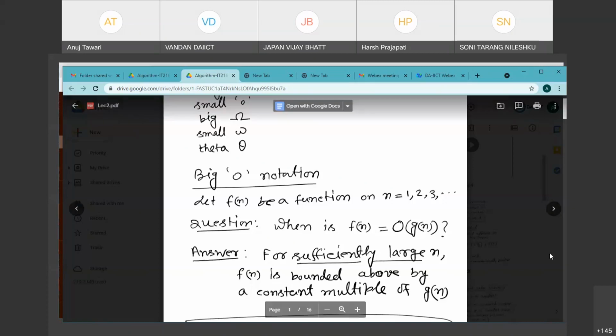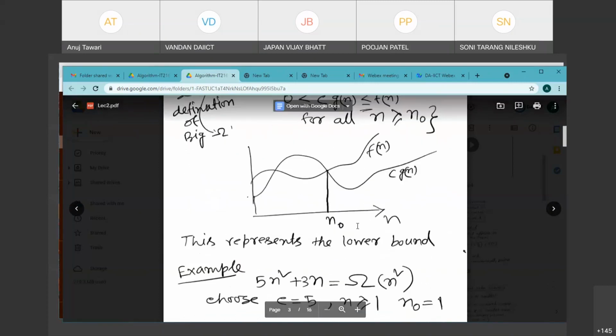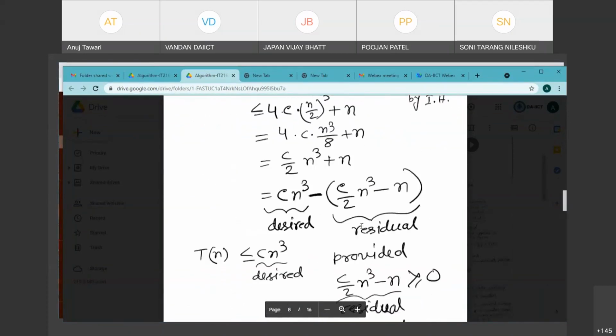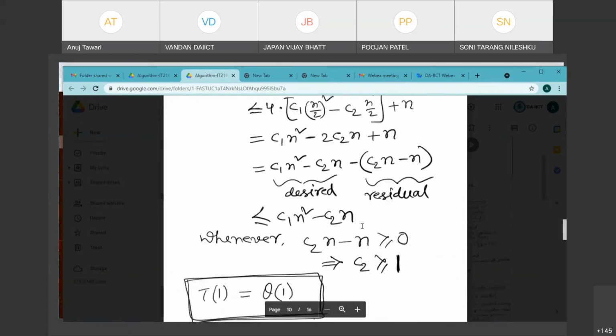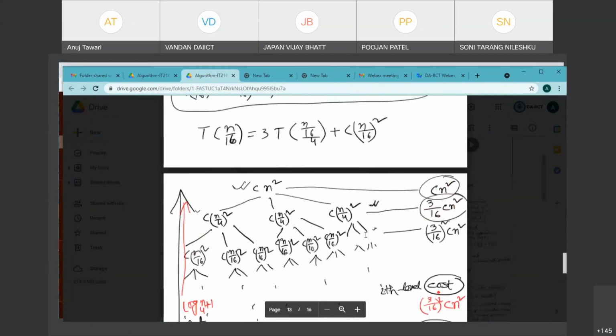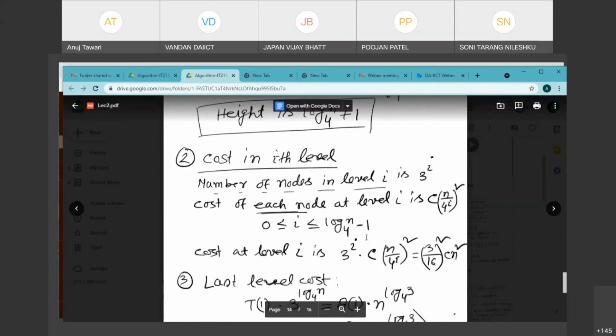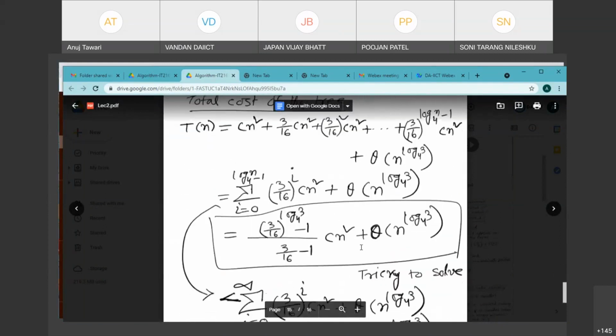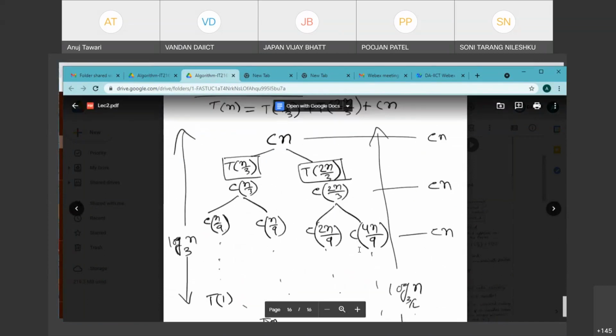Hello, sir. I have a doubt. Sir, in that, how did the height come to log n? Which one? That Tn by 3 plus T2n by 3 plus Cn. No, this one. Here.